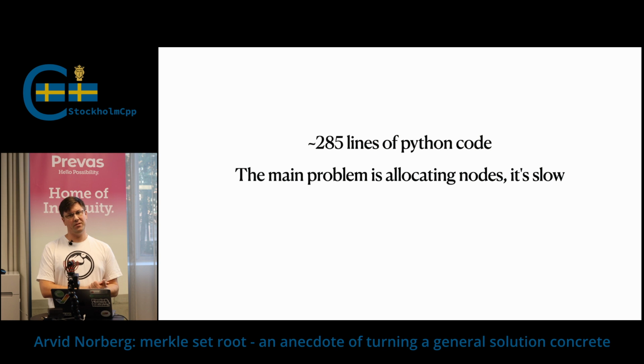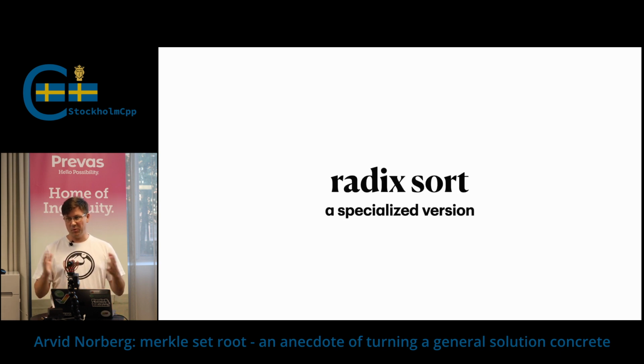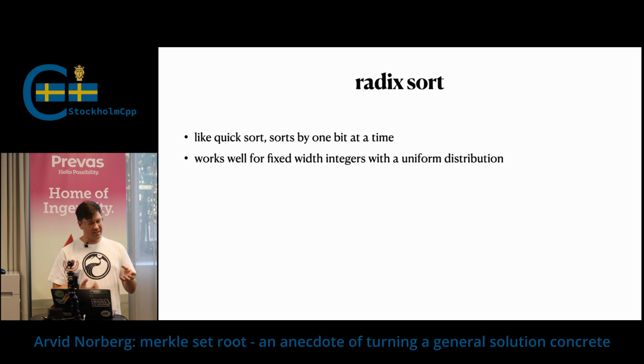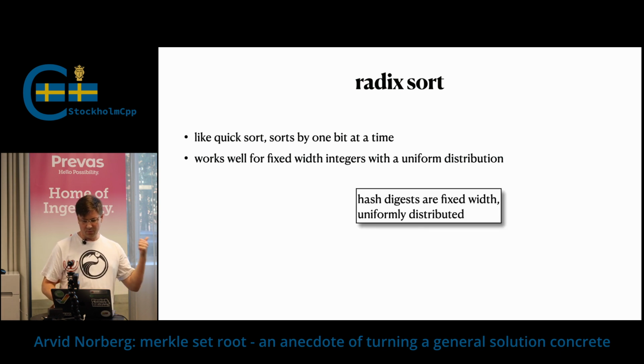So now we get into the thinking of this problem from a different perspective. I want to introduce you to Radix sort. Some people might be familiar with this. Radix sort is a sort algorithm that's sort of like quicksort, but instead of picking a pivot, you just look at bits. So if you have integers that are evenly distributed, it's a really good way of quickly sorting them.